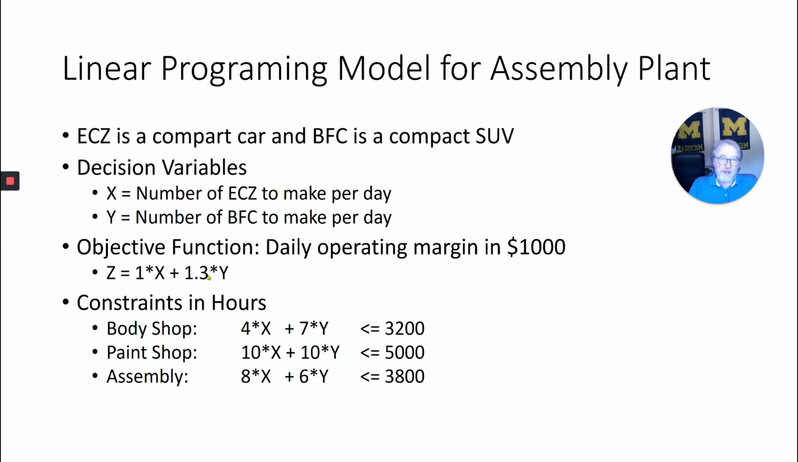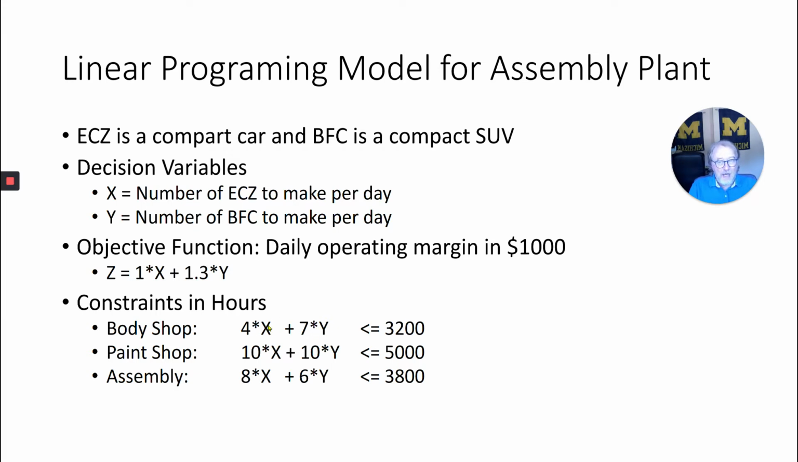But we have constraints also. We have the three different operations: the body shop, paint shop, and final assembly. And we have constraints here that we only have 3,200 hours in the body shop. What I mean by hours is that each of those welders takes a certain amount of time, and each of those stamping operations takes a certain amount of time. If you add that all up, you end up with 3,200 hours. Of those 3,200, each car takes 4 hours in total of stamping and welding time, and each SUV takes 7 hours of stamping and welding time.